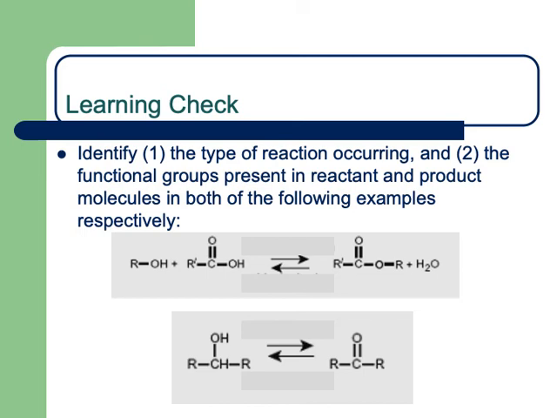Remember, when we talked about carbohydrates and disaccharides, we had glucose combining with glucose to form maltose. That would be a condensation reaction because water was removed and you're going from 2 molecules to 1.